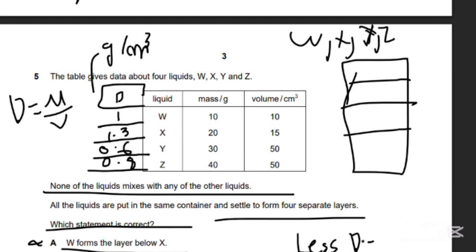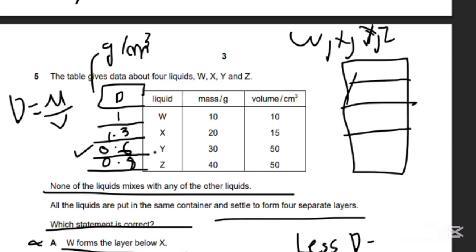X is 1.3. No, that's wrong. It forms the most lowest because it has the highest density. Highest density will always be at the most lowest point. It will not float, so this is wrong. Y forms the bottom layer. Y is 0.6, so it has the lowest density, so it will be the most above. Oh no, sorry, my bad. Forms the bottom layer, then that's wrong. The bottom layer will be X and the top layer will be Y, so this is interchange basically.